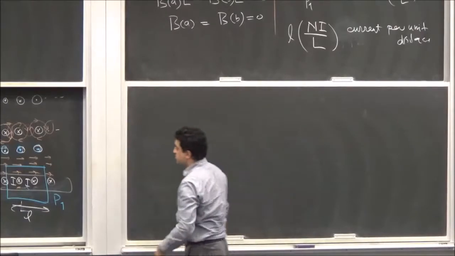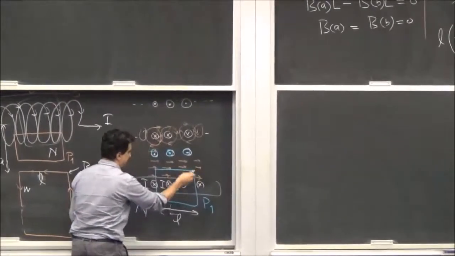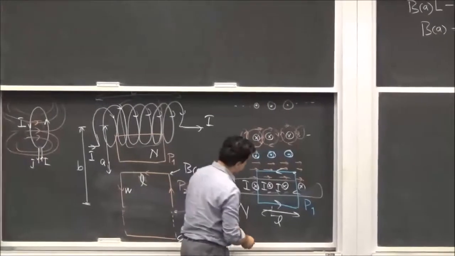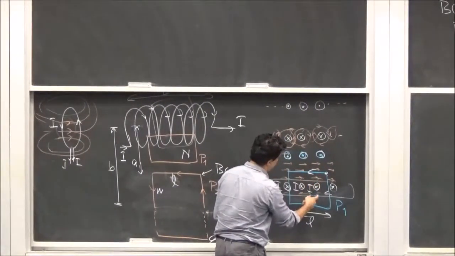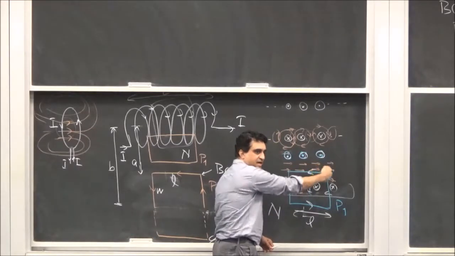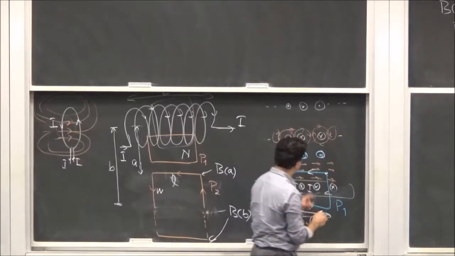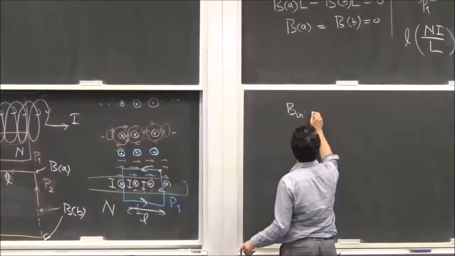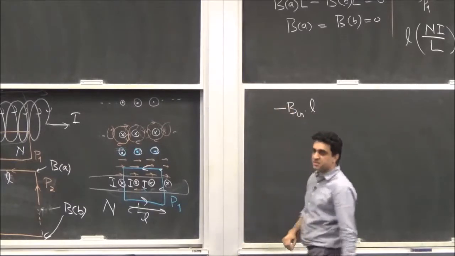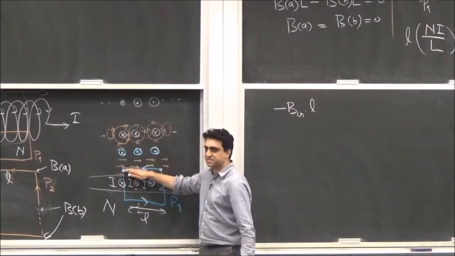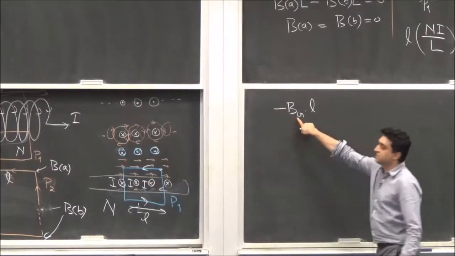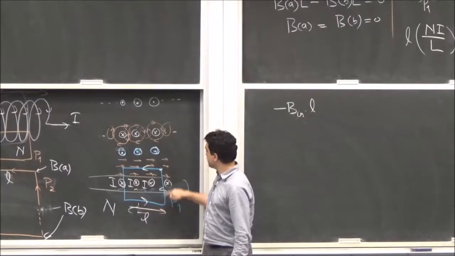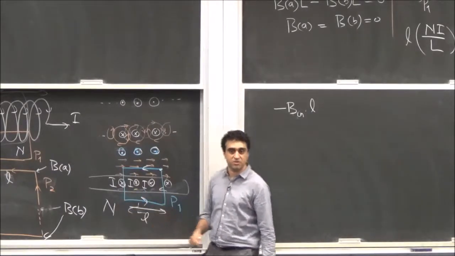What is the left hand side? If I start from here and integrate along this path counterclockwise, what would be the magnetic field inside? It is in this direction, and the dl would be in this direction. So the first term would be equal to the magnetic field inside multiplied by this l. But it would have a minus because both are in opposite directions. You are integrating in this direction and the B field is in the opposite direction, so B dot l would have a minus sign. And for the others, there is no magnetic field in this direction, no magnetic field here, no magnetic field in this direction, so the rest would give you zero contribution.